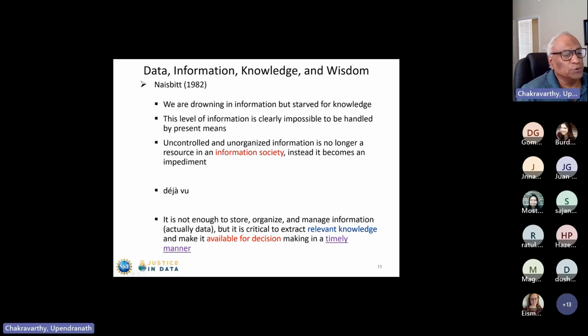So it is not enough to store, organize, and manage information, but it is critical to extract relevant knowledge and make it available for decision making anytime. This is the key. Just collecting data is not very useful. You may have all the data, but you cannot make actionable decisions in a timely manner. If there is a flood, you need to know where help needs to be given, which places, by looking at what is going on today rather than just sitting on data.